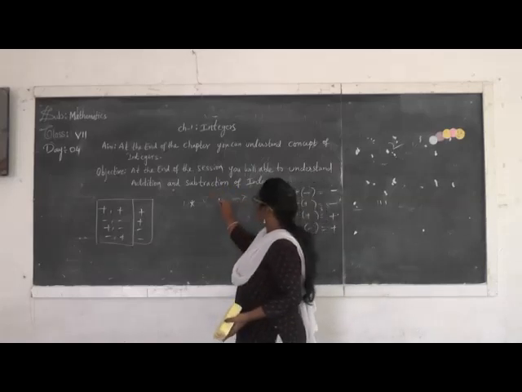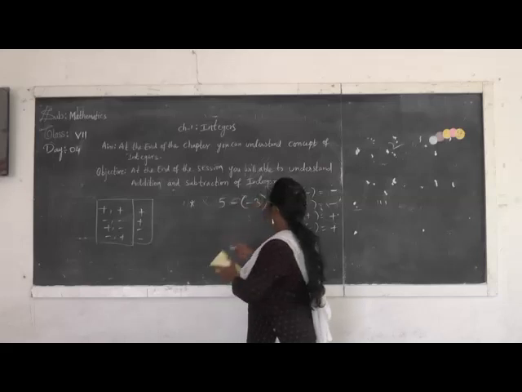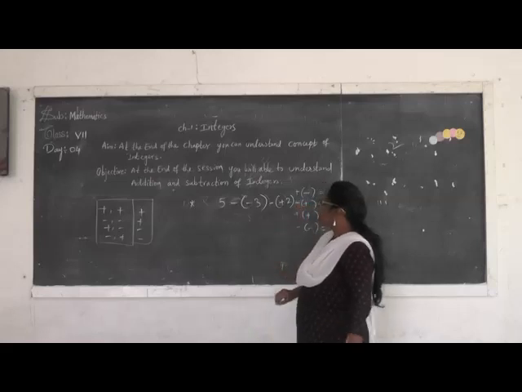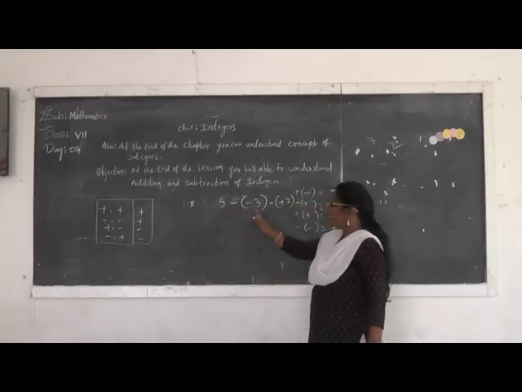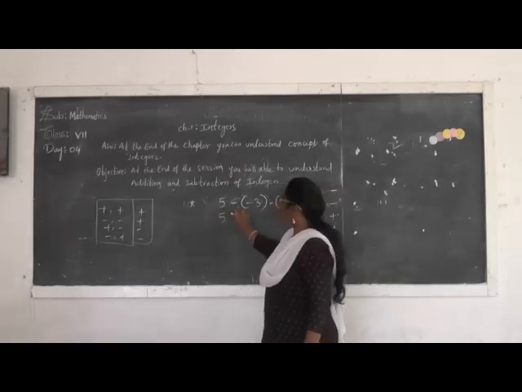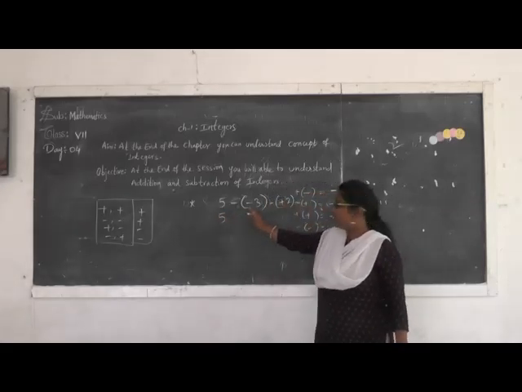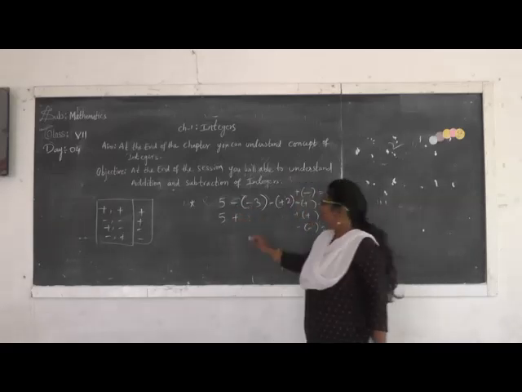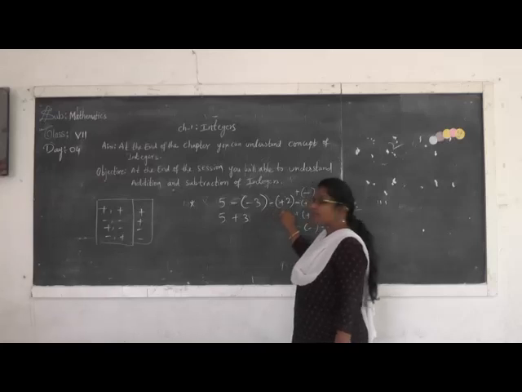Now, 5 minus of minus 3 minus of plus 2. So let me take that now. 5 minus of minus 3 minus of plus 2. How do we have to solve? 5, both are connected with the plus symbol. Sorry, minus symbol. So what do we have to do? We have to connect with plus. 5 plus 3.